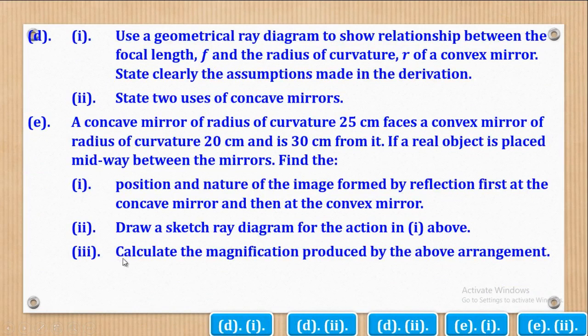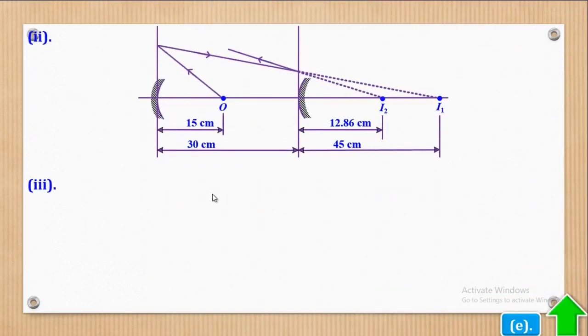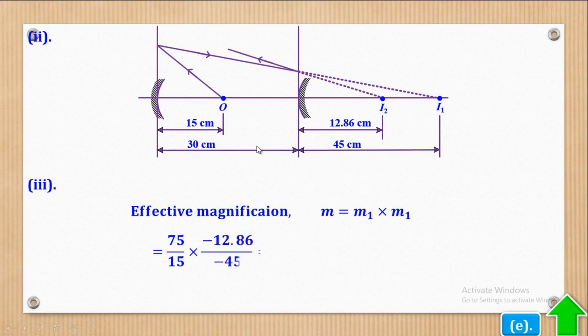So Roman 3 says, calculate the magnification produced by the above arrangement. So in this case they want the total magnification. Total magnification is the product of the individual magnification. So M will be equal to M1 times M2. So M1 is for the first mirror and M2 is for the second mirror.